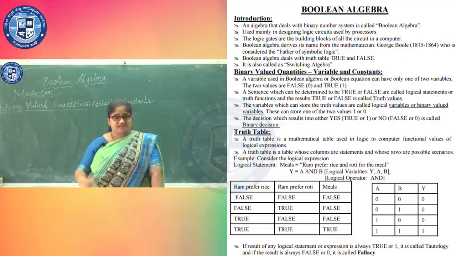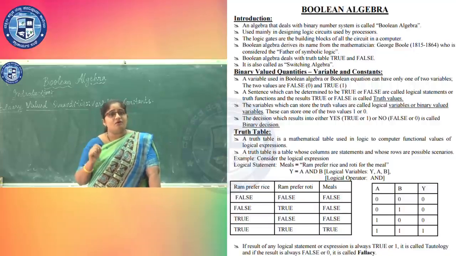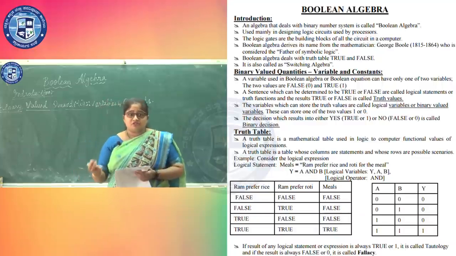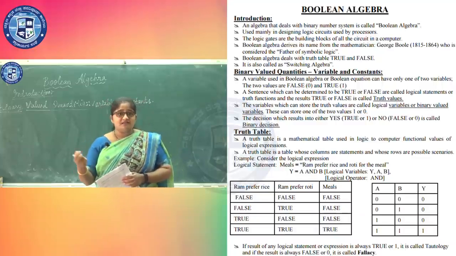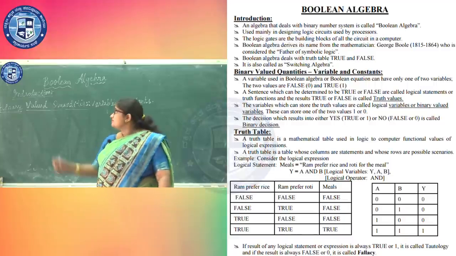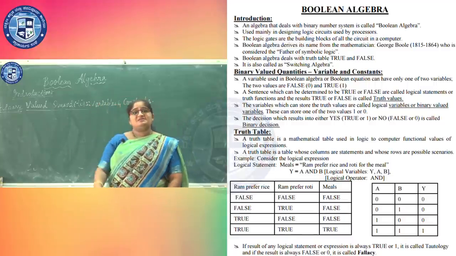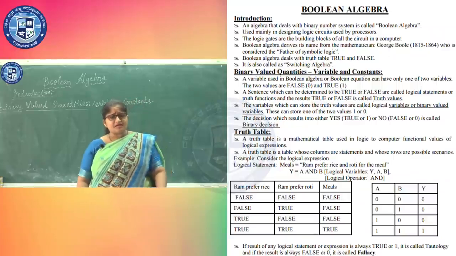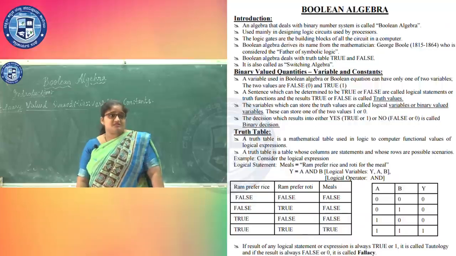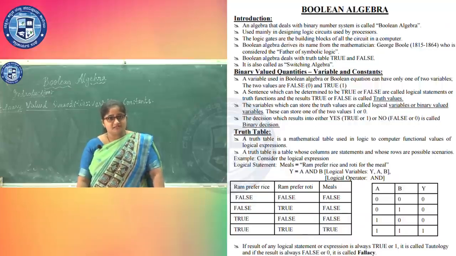Boolean algebra deals with only two variables, that is either 0 or 1, that is either true or false. The true value is for 1 and the false value is with 0. And the name boolean algebra has been derived from the mathematician named George Boole, and he is also considered to be the father of symbolic logic.